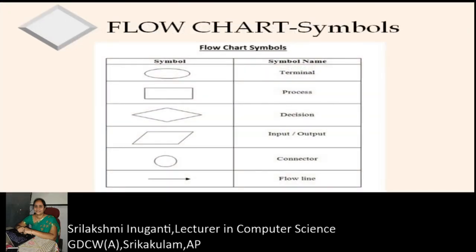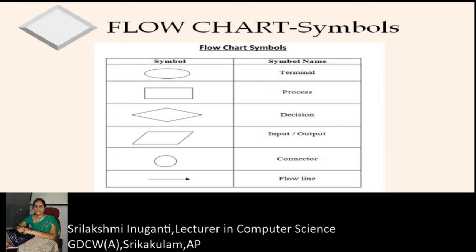So these are the symbols we are using in flowchart: oval symbol, rectangle, diamond symbol, parallelogram, connector, flow line. This first symbol is known as oval. This symbol is used to represent start and stop of the flowchart. Second one, rectangle. This is used to represent any process. Suppose if we want to assign any value I equal to 1 or C equal to A plus B, any process is represented by using this rectangle symbol.